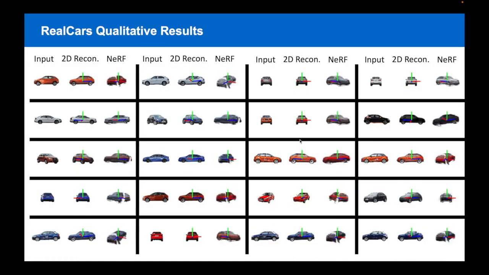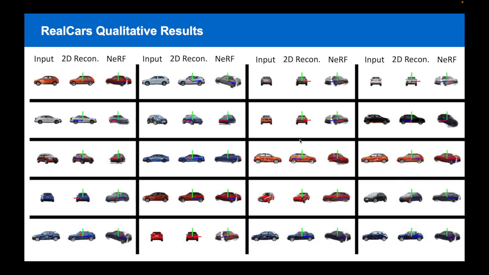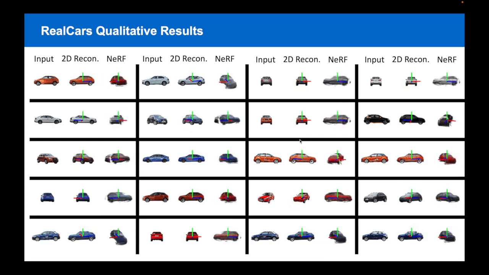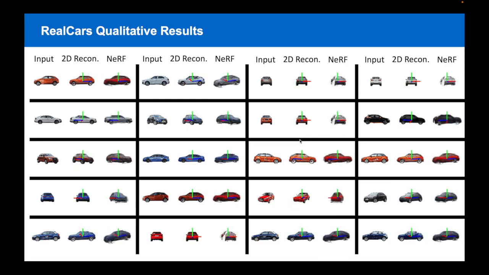Qualitatively, we can reproduce the shape and color of real cars reasonably well. There are some artifacts, such as at the rear of the car, and this is probably due to there not being as many rear car viewpoints in our dataset.